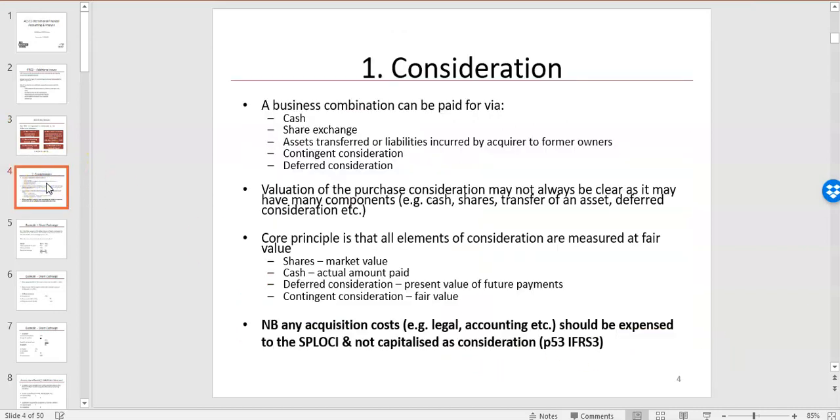The first thing we're going to look at then is the different types of consideration that can be paid. Cash is the most straightforward one, where a parent acquires a holding in a subsidiary. It'll be debit investment, credit bank. Nothing more complicated than that.